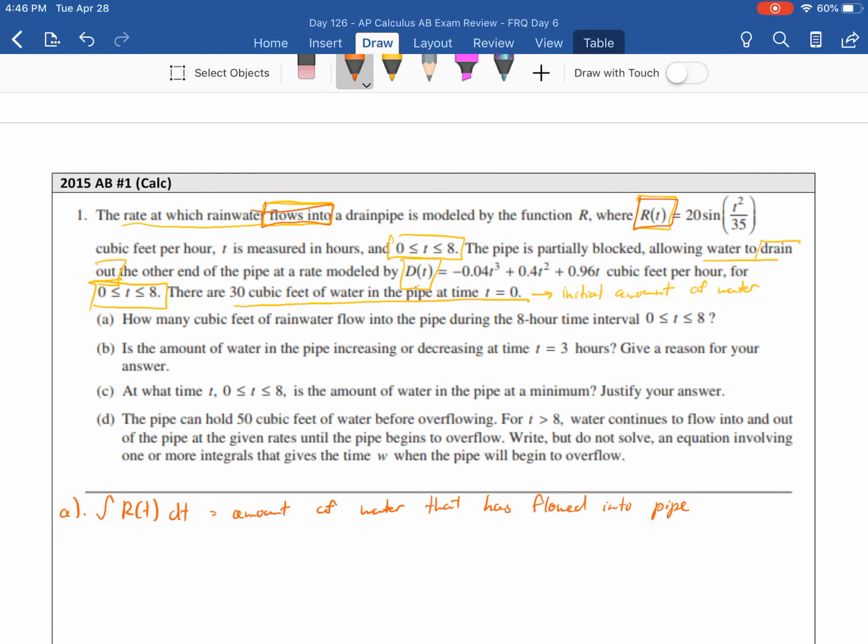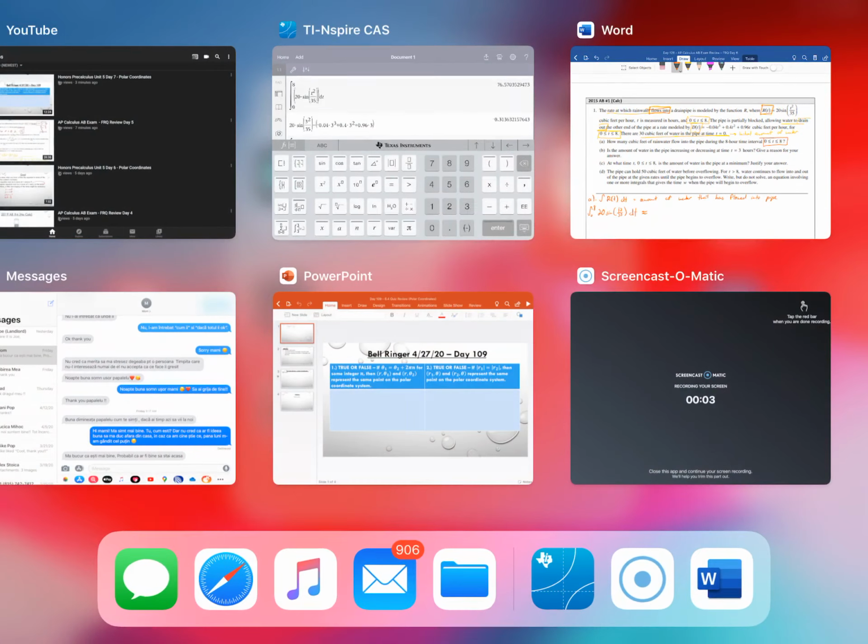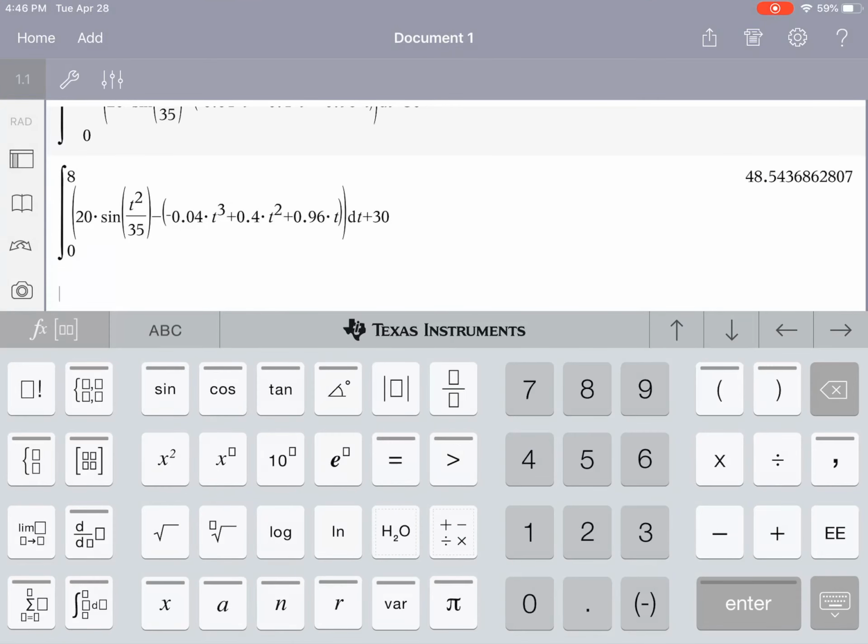Okay, so we're told from 0 to 8. So we take the integral from 0 to 8 of 20 sine t squared over 35 dt. So what is that equal to? This is going to give us the amount of water that is flowing into the pipe during that 8-hour time interval. So if we use our little calculator here, bust out our calculator.